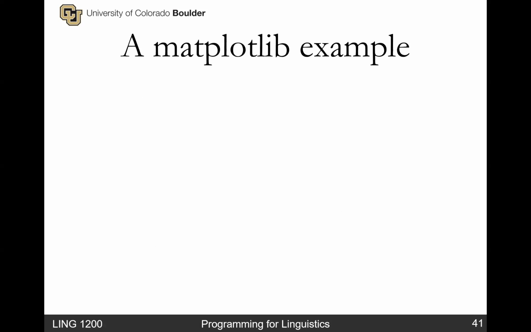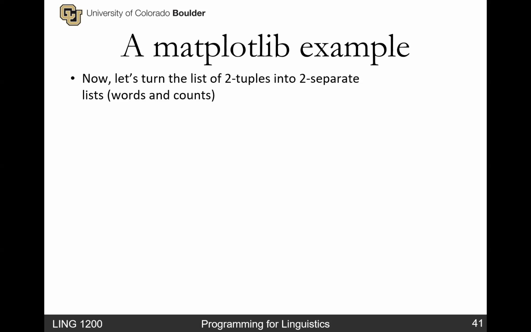Okay, so now we've got them sorted by frequency. Let's get our list of two-tuples. If we want to plot them, we need both of those values to be the axes on our plot. So let's separate them into two separate lists, keeping the same order, words and counts. The first word in our list of words should correspond to the first number in our list of counts.